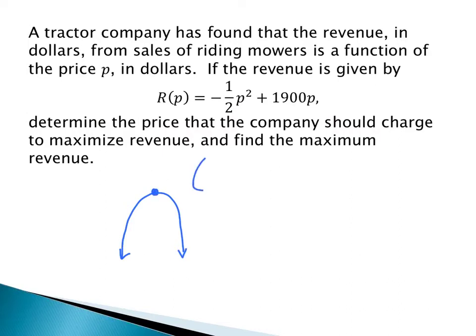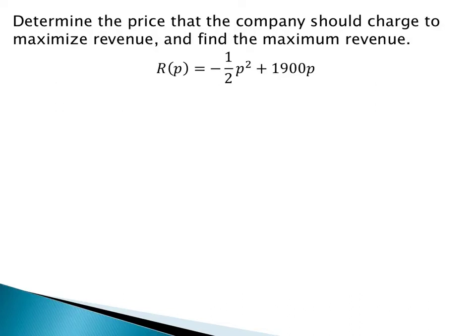With it facing down, the ordered pair of the vertex is price and revenue. P for price here, revenue of the function here. The y value is what they want you to maximize, the revenue. So the largest y you can get occurs here at that parabola vertex. Let's use what we know about parabolas.